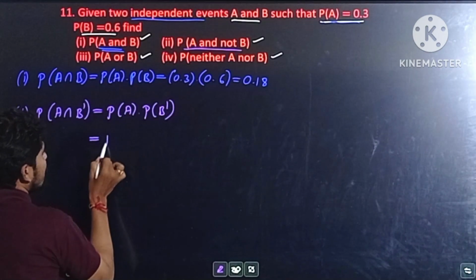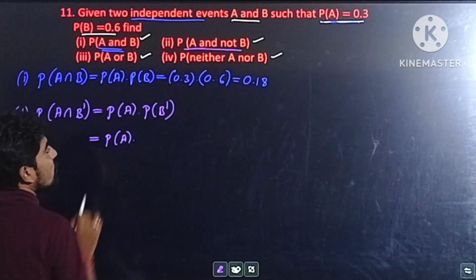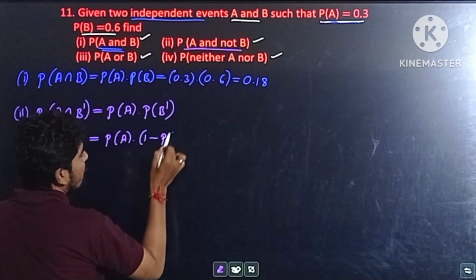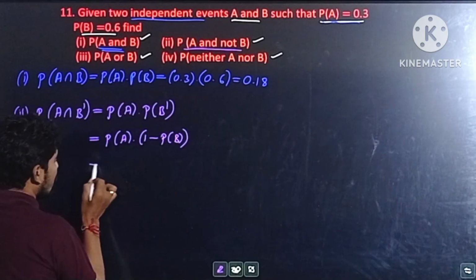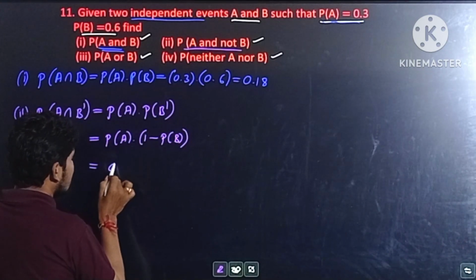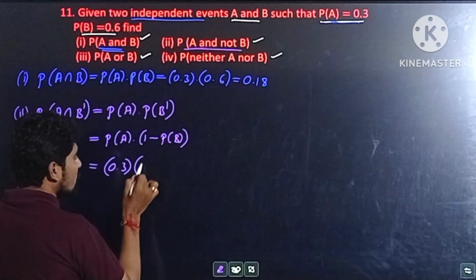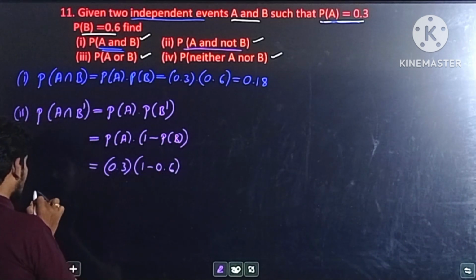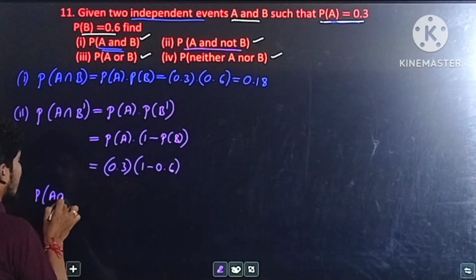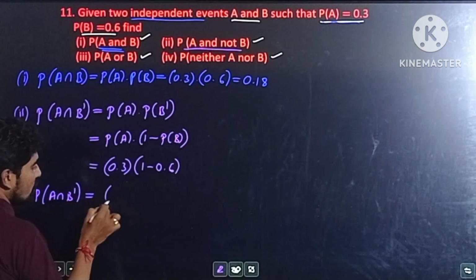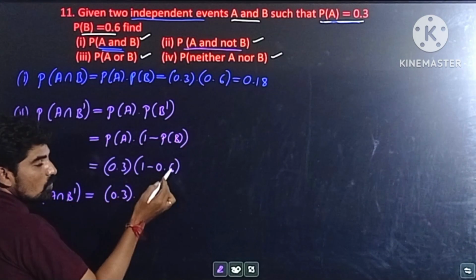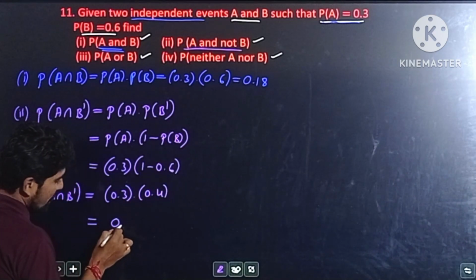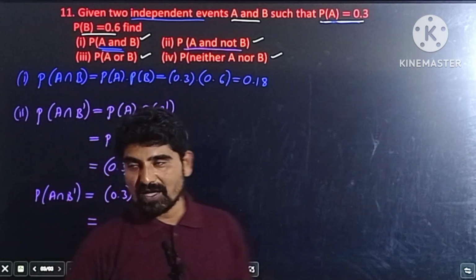Now probability of A into probability of B dash can be written as 1 minus probability of B. Therefore, probability of A is given 0.3, into 1 minus probability of B, which is also given 0.6. So probability of A and not B is equal to 0.3 into 1 minus 0.6, which is 0.4, and which is equal to 0.12. I hope all of you are understanding.